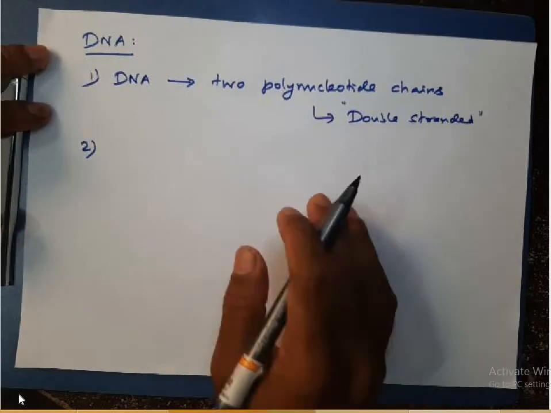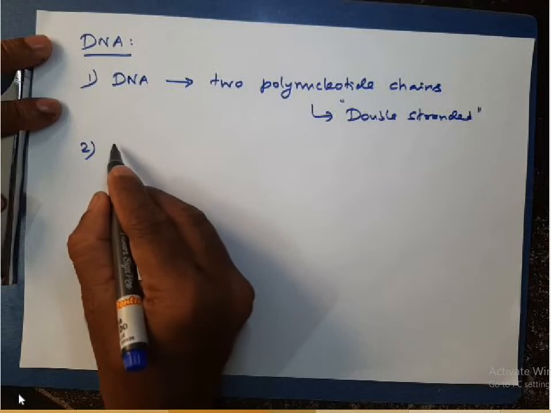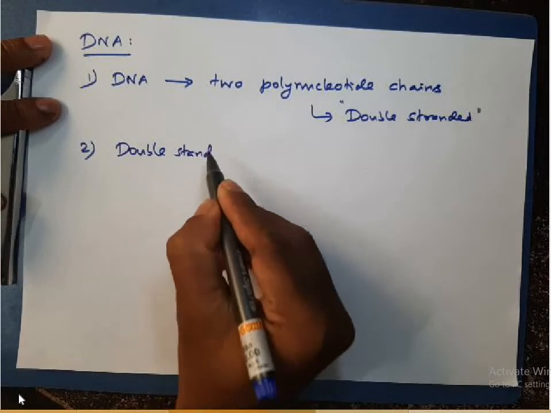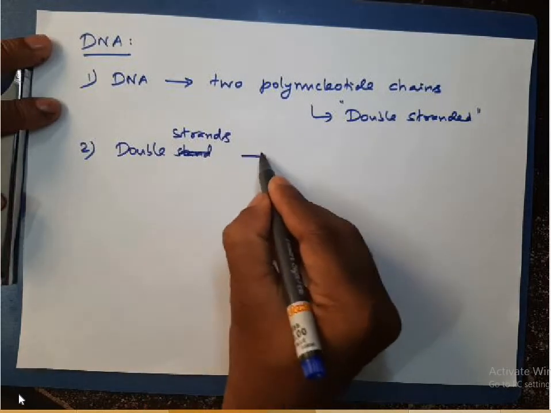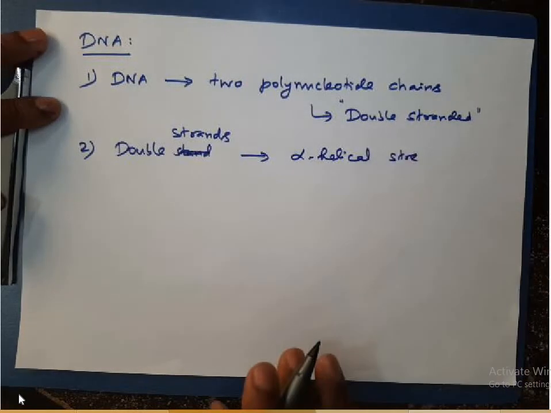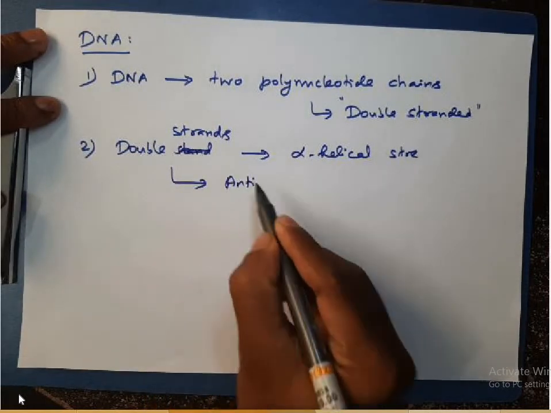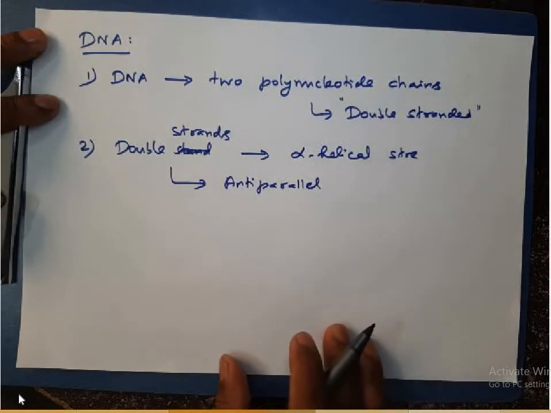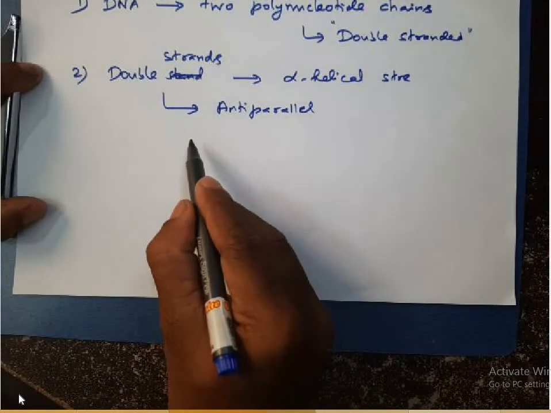So they exist in helical form, the alpha helical form. The double strands exist in an alpha helical structure. Not only that, the double strands are anti-parallel to each other. You know very well now what is meant by anti-parallel. Students, I will draw the structure. Just observe this carefully.